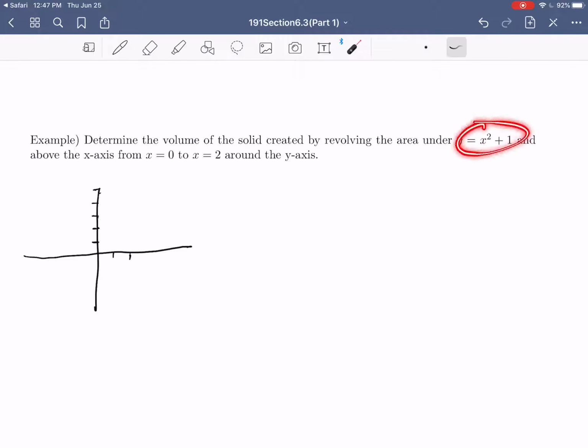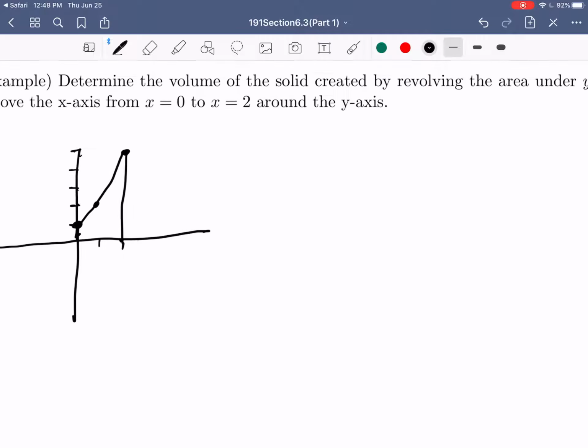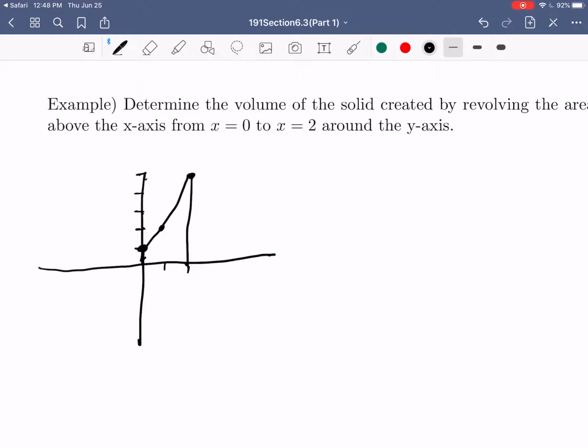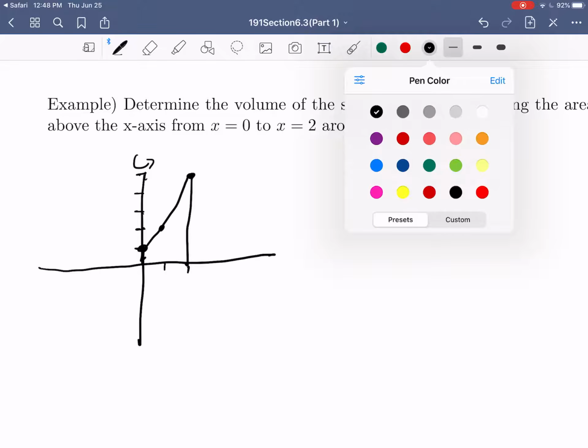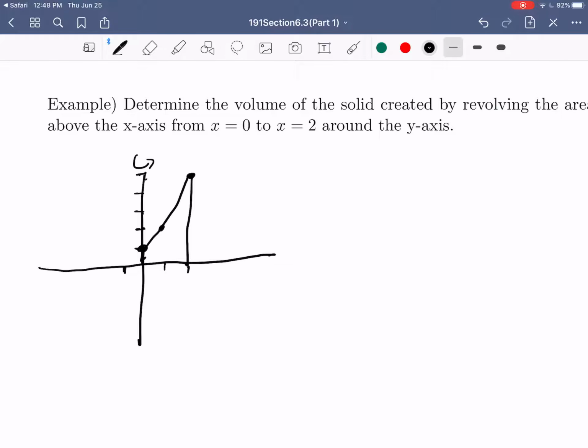So x squared plus 1 is just a standard parabola, but raised up. So we've got there, there, and there. So there's our parabola piece. And then we're truncating it there and there. So we'll zoom in a little bit. And there we go. And we're revolving around the y-axis. So we're going this way. So I guess the mirror image, if we wanted to, would be here and here. And right there and right there.